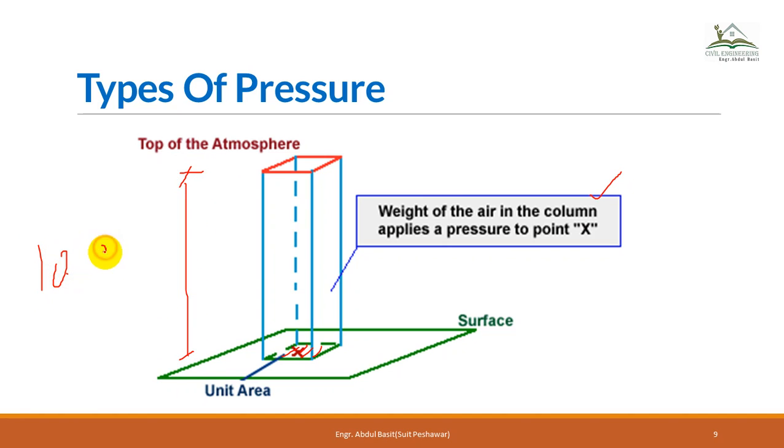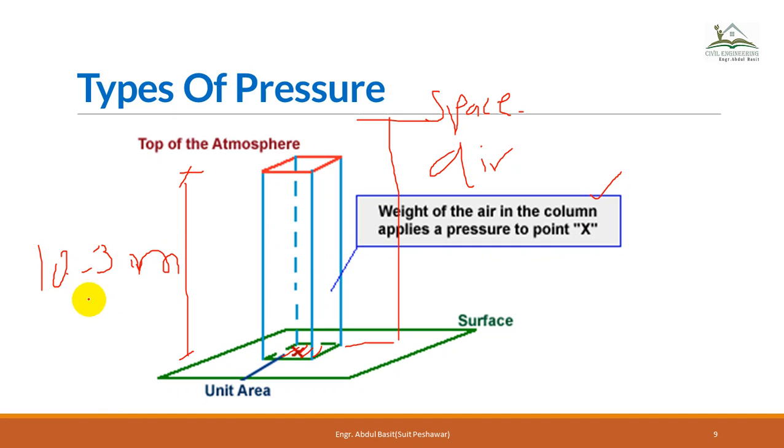10.3 meters for water. And this height for air will be from the sea level to the space, to the very end. I'm talking again and again for air. And if this column is made up of water, then it will be 10.3 meters for water.